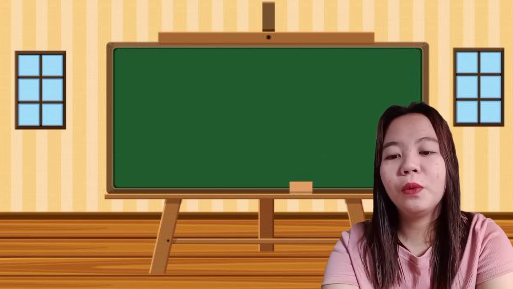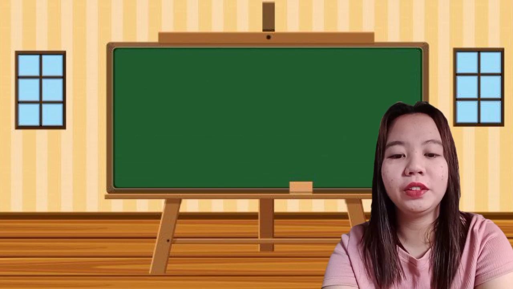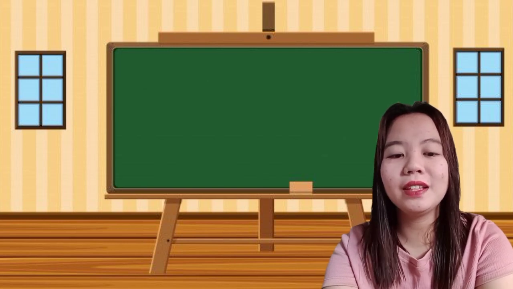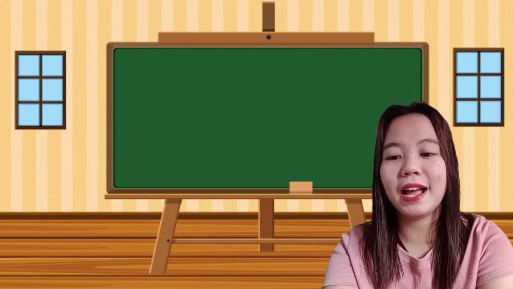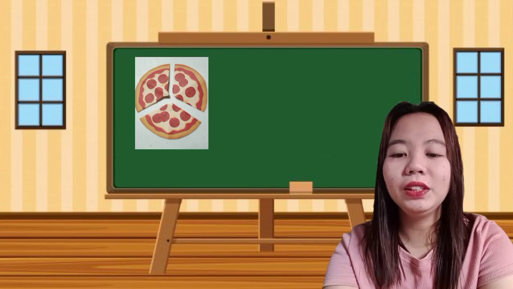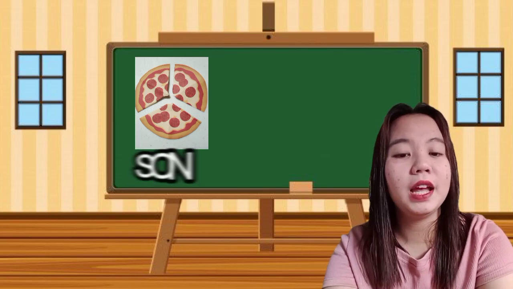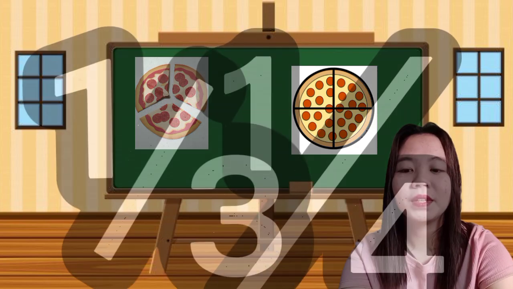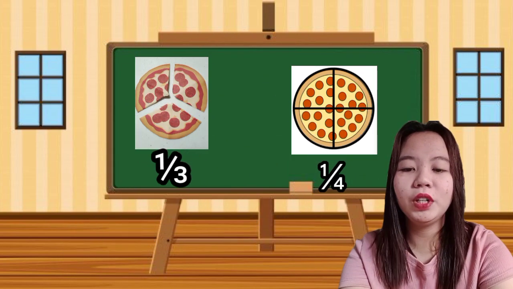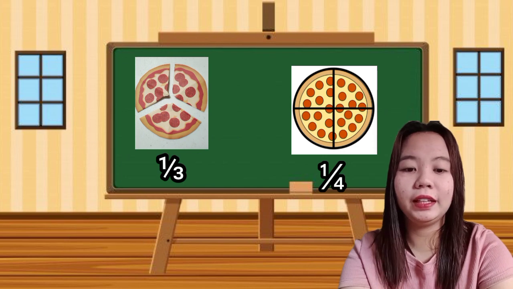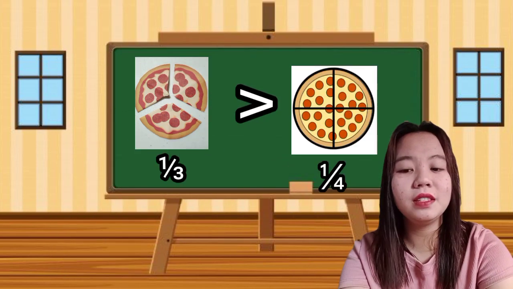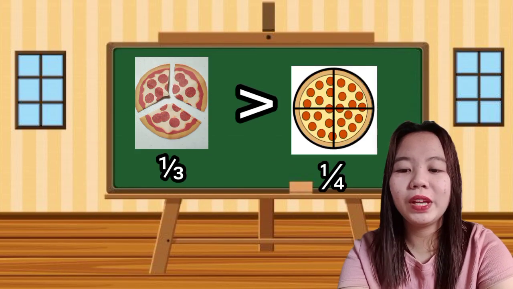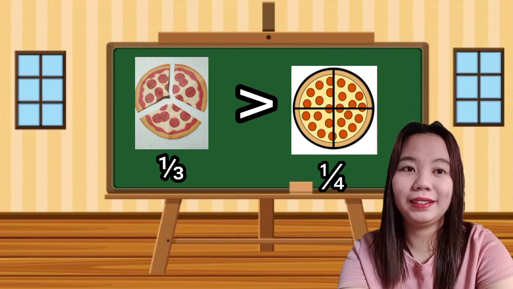Now, we compare which one, her daughter or her son, gets the bigger part of the pizza. So the 1/3 is for her son and the 1/4 is for her daughter. So her daughter got more shares than her son. We use the greater than symbol when we compare one that is more than the other.